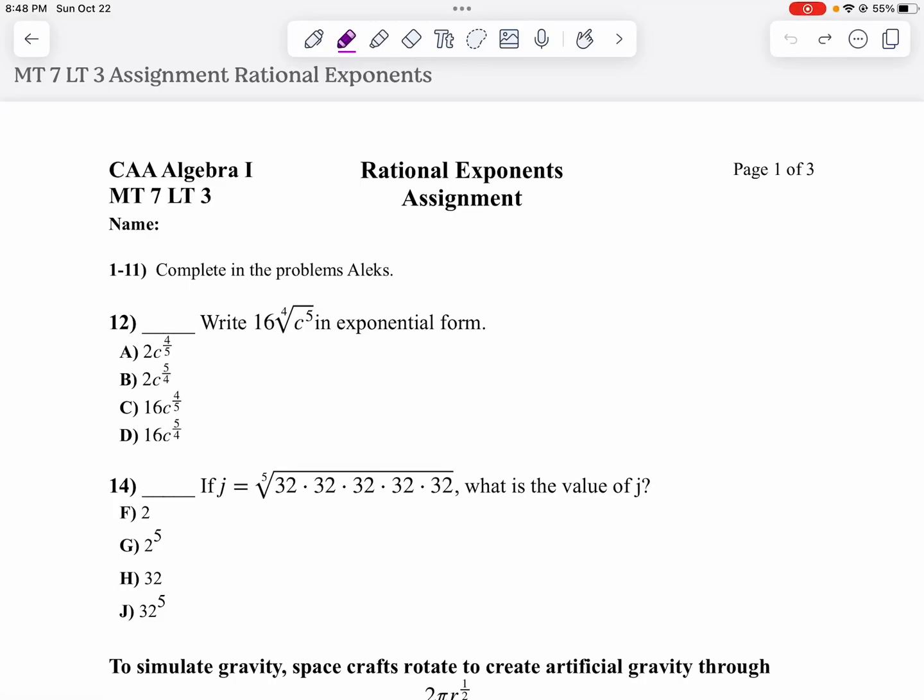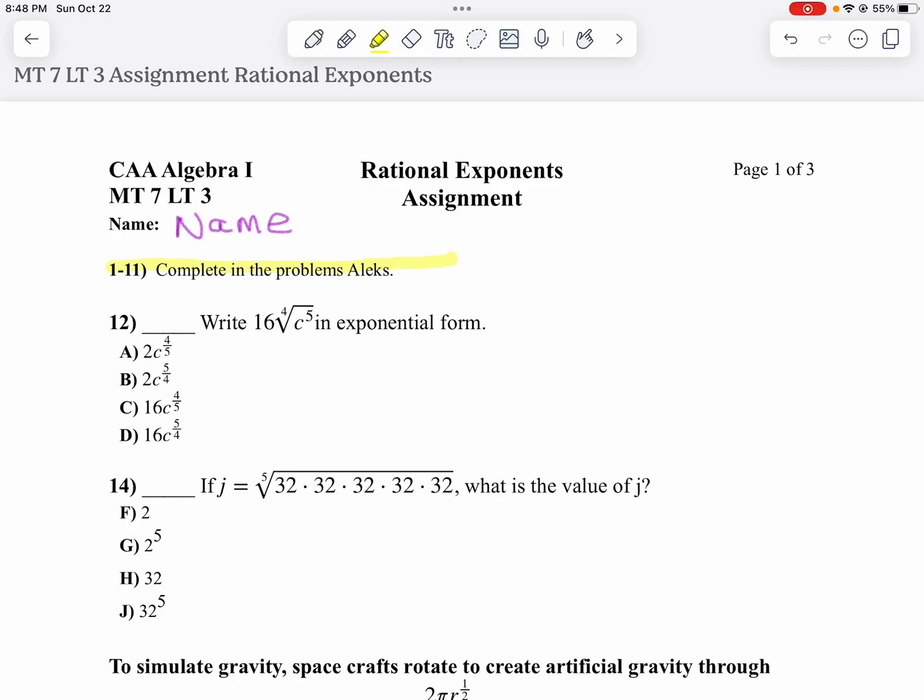Hey, let's take a look at your MT7 LT3 assignment. First off, don't forget your name. Name is very important. Do questions 1 through 11 in ALEKS before you even attempt this, because you'll have some issues if you don't do that first. The basics are in ALEKS.